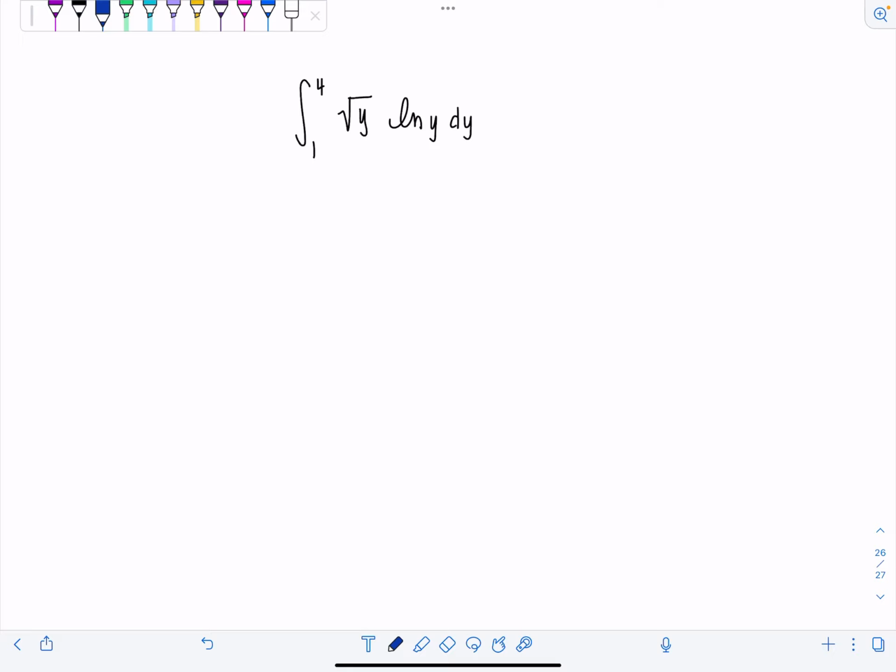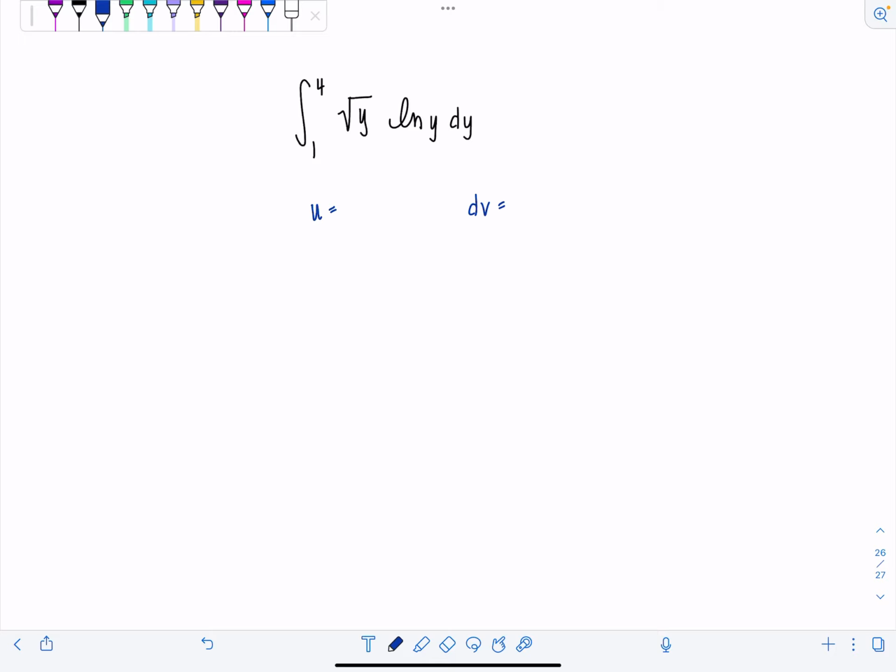We got a definite integral, thought I'd switch it up this time, from 1 to 4 of square root of y times natural log of y dy. So this one's screaming at me to use integration by parts because I notice in the integrand we have a product of two functions. So we just have to choose u and dv appropriately.